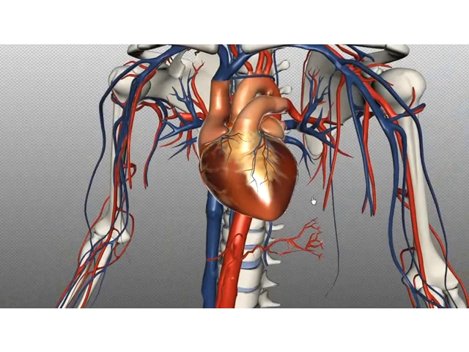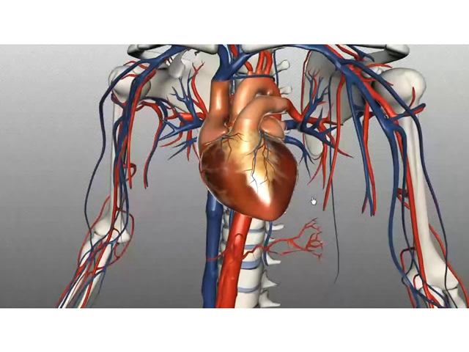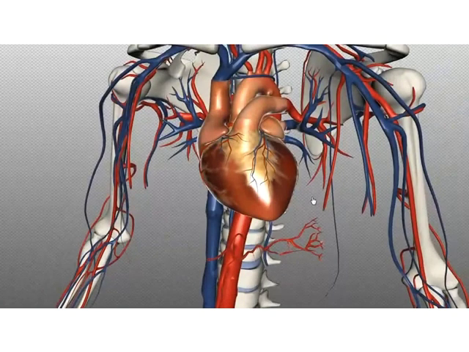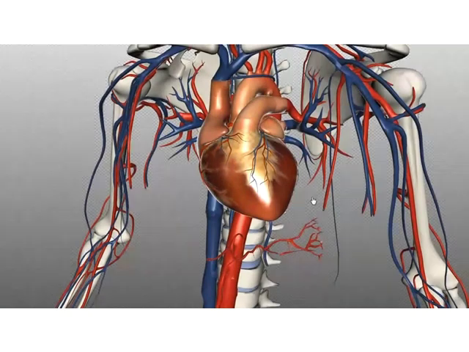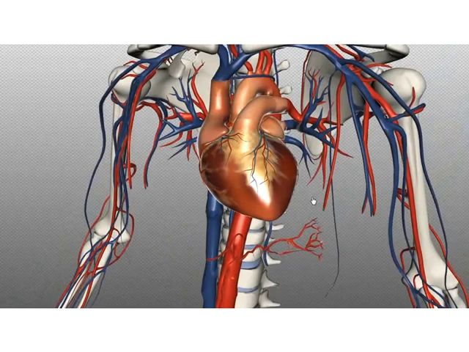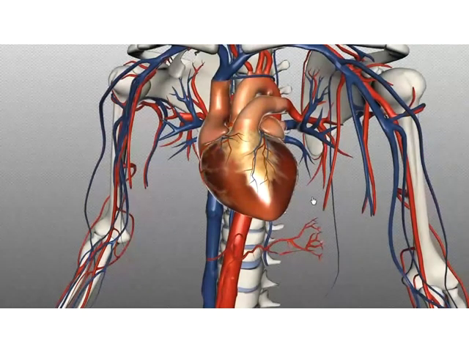So here you've got another bifurcation. This is the bifurcation of the descending aorta, and this occurs at approximately the level of the L4 vertebra, so the 4th lumbar vertebra. And this splits into the common iliac arteries. So you've got the right and left common iliac artery. This then splits, just like the carotid arteries, into the external and the internal iliac arteries.